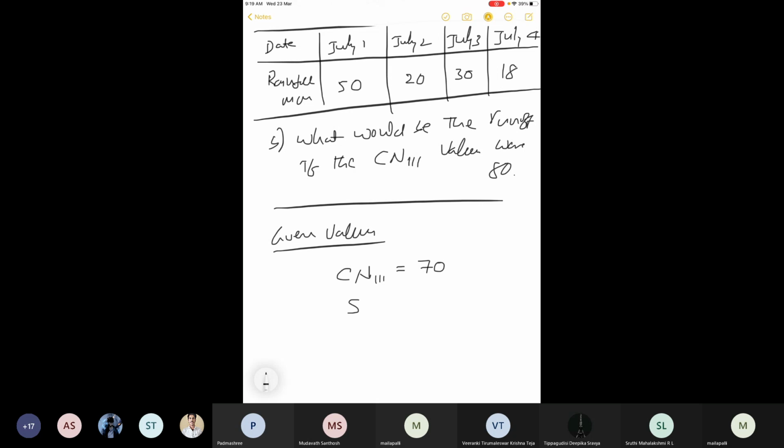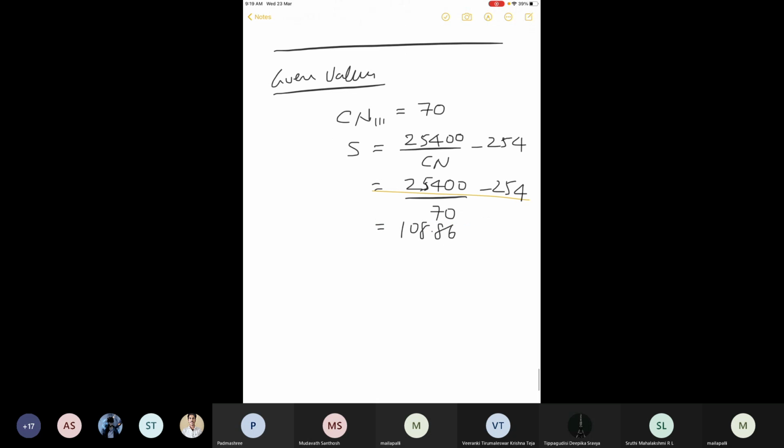Then S is equal to, we have to use the equation, 25400 divided by curve number minus 254. If you substitute the curve number here, that is 25400 divided by 70 minus 254, which will be 108.86. This is the potential storage you expect from this particular area.